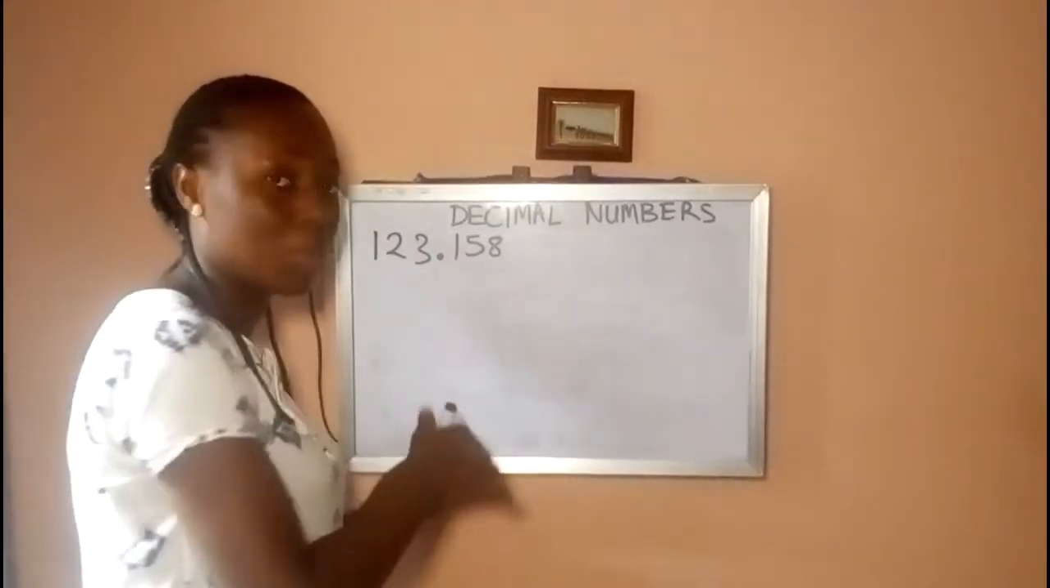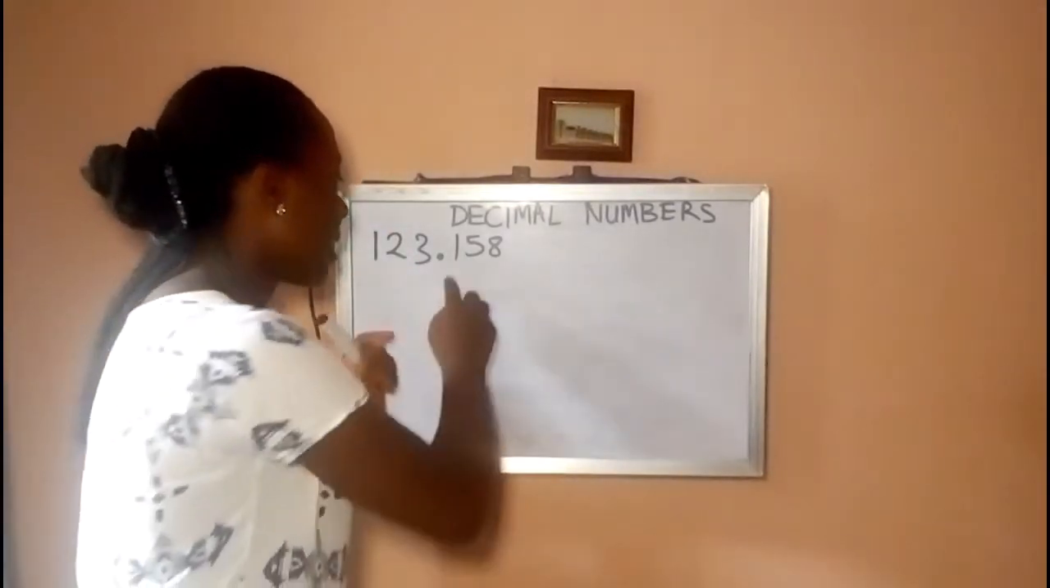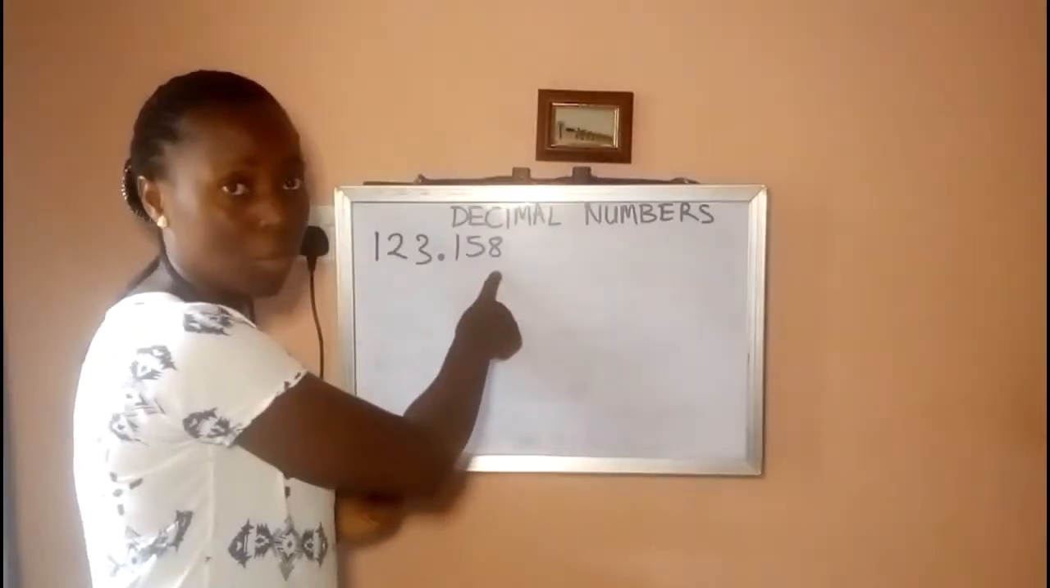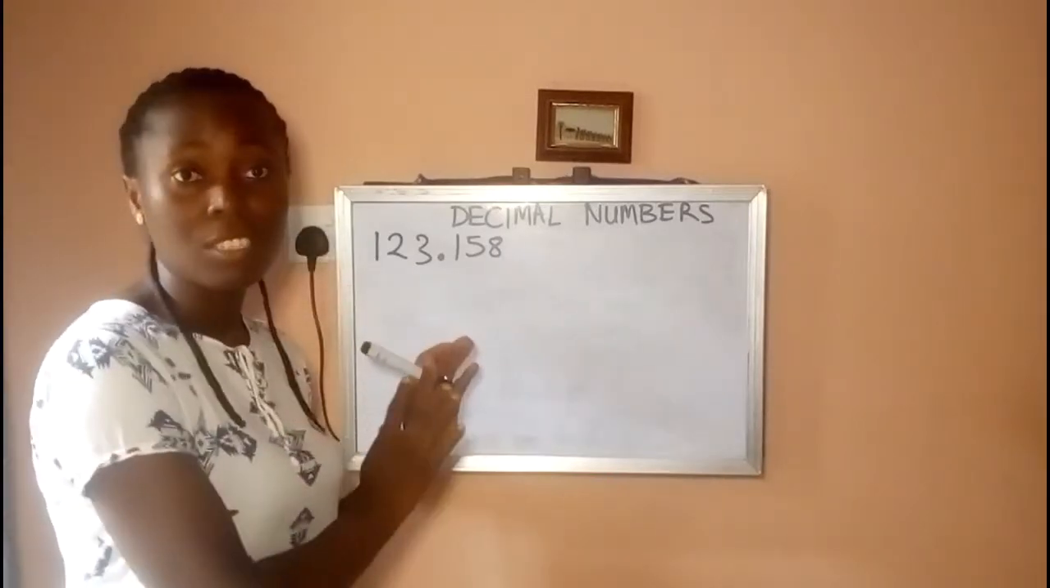So this number has how many decimal places? 3 decimal places. How did I get it? I have 3 numbers after the decimal point. Don't mind that we have 3 numbers in front. It can change at any time.